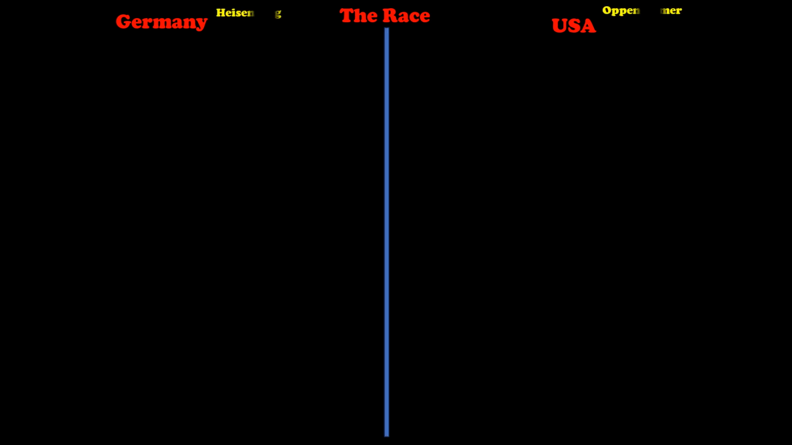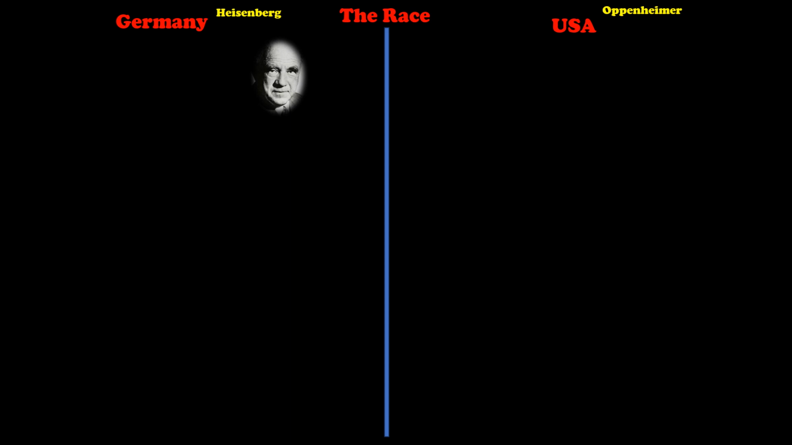Now, this is an interesting one, the race. How or when did the race to build a nuclear arsenal start? The race was originally between Germany and the USA. In terms of politics, Germany was represented by Heisenberg, and the USA by Oppenheimer. Heisenberg was the mastermind of building a nuclear bomb for Germany, and Oppenheimer was the mastermind of building the atomic bomb for the USA.